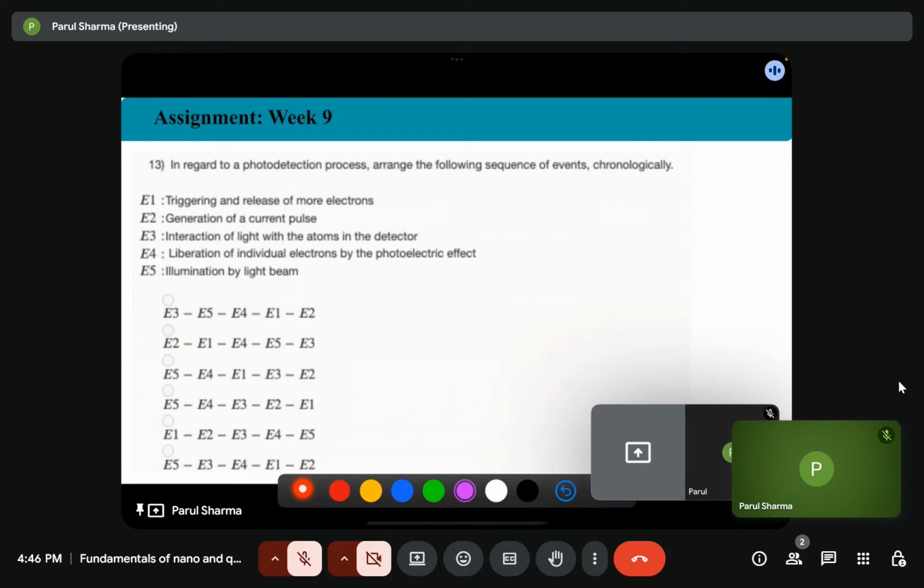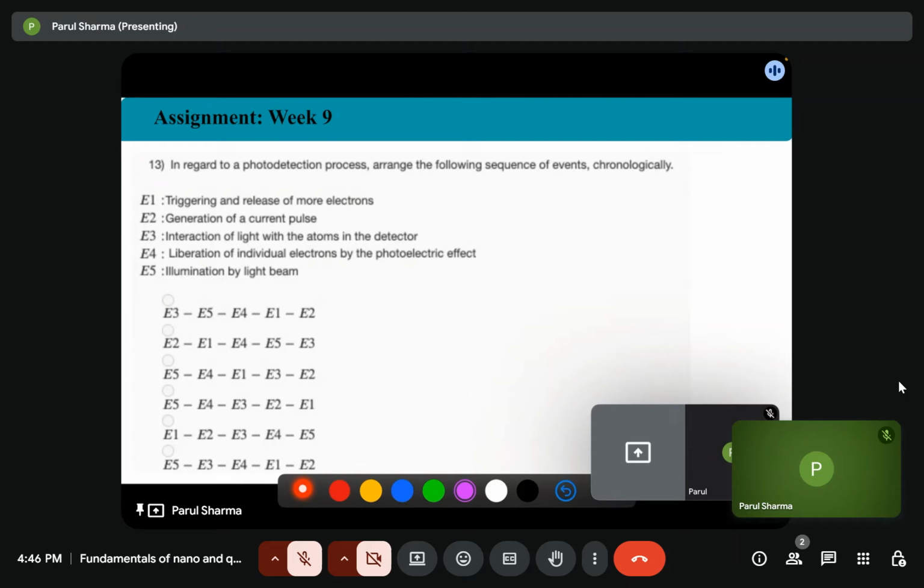Next question is in regard to the photodetection process. Arrange the following events chronologically. E1 is triggering and release of more electrons. E2 is generation of a current pulse. E3 is interaction of light with the atoms in the detector, then liberation of.